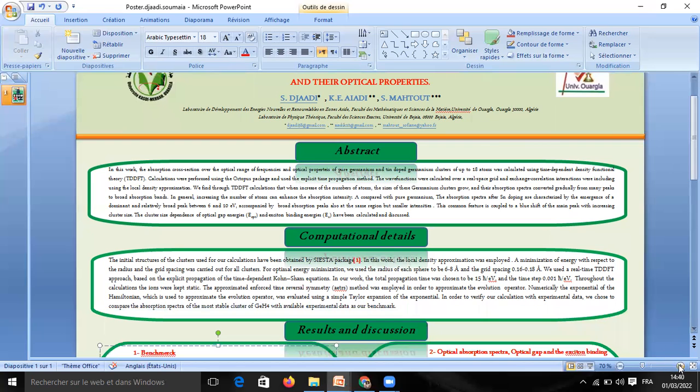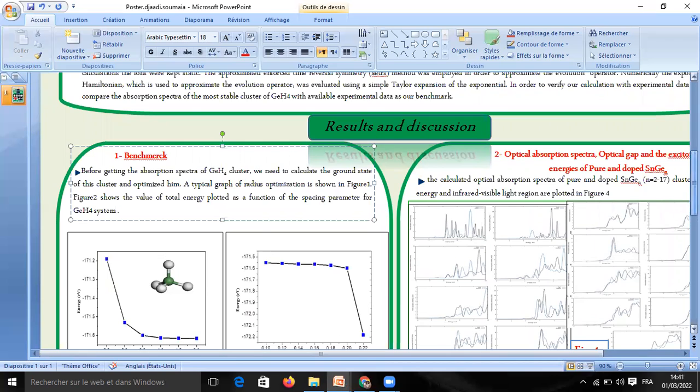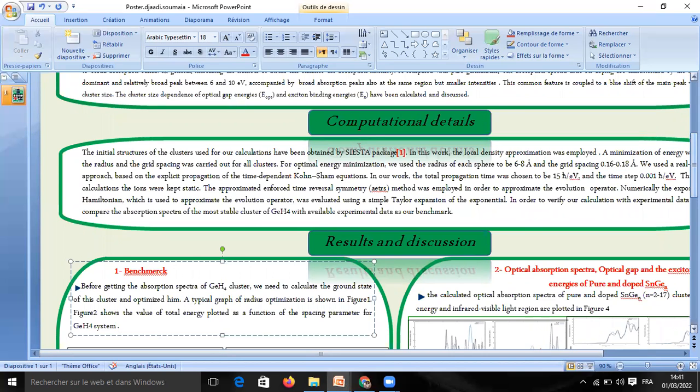Computational method. In this work, the initial structures of the clusters have been obtained by Siesta. The local density approximation was employed. We used the radius of each sphere to be 6 to 8 angstrom and the spacing to be 0.16 to 0.18 angstrom. The total propagation time is 15 and the time step is 0.001. In order to verify our calculation with experimental data, we chose to compare the absorption spectra of the germanium H4 cluster as our benchmark.